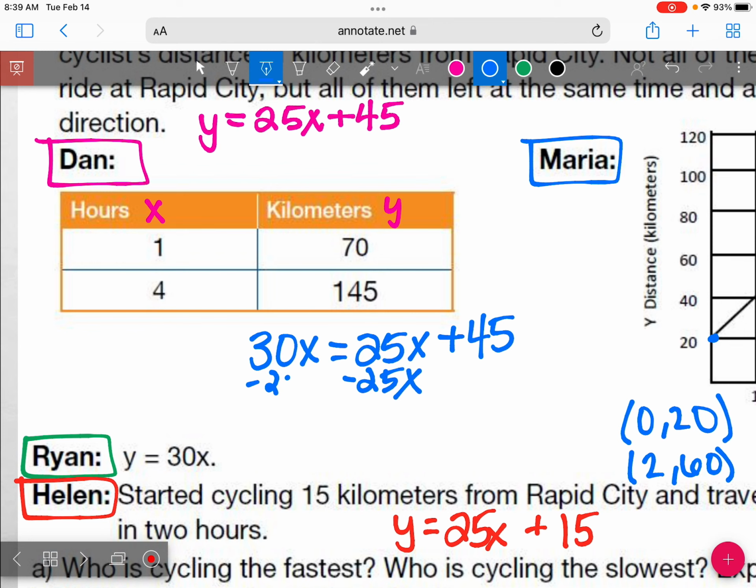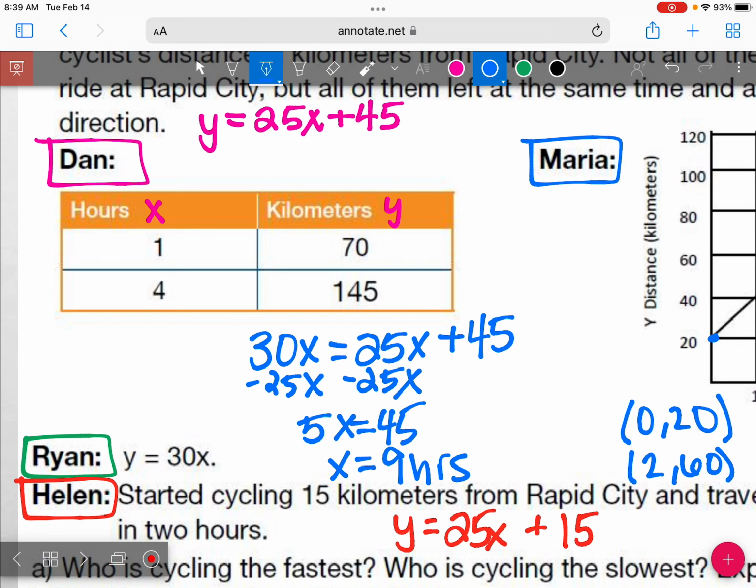So we subtract 25x, and you get 5x equals 45. So where do they intersect, at what hour? How many hours? 9. At 9 hours. So part B, will Ryan pass Dan? Yes, Ryan will pass Dan at about 9 hours. Okay?